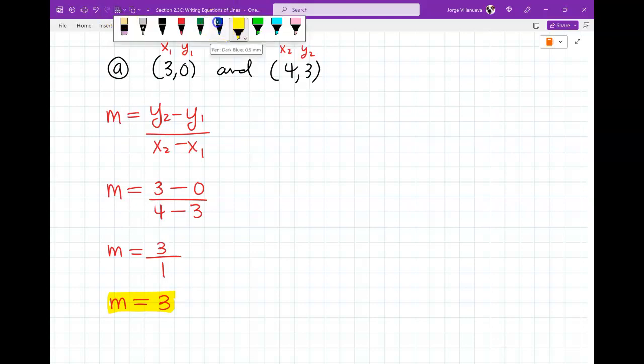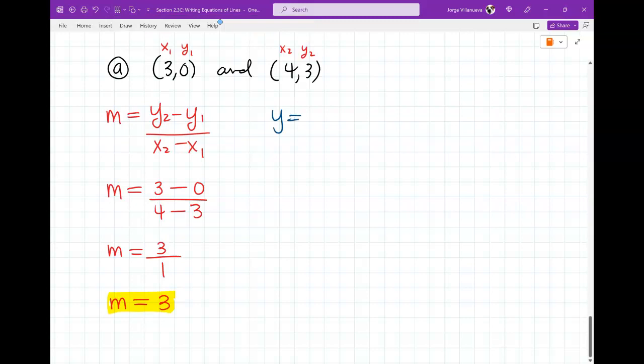So I'm going to change colors here really quick as we move on to different steps. So y equals mx plus b. I know my slope. y equals 3x plus b. And I can pick any one of those points. Which point looks like it should be easiest to plug in? The (3, 0), right? Anytime you have a 0 as an opportunity, use it. Okay, because that means it wipes things out. So (3, 0): x is 3, y is 0.